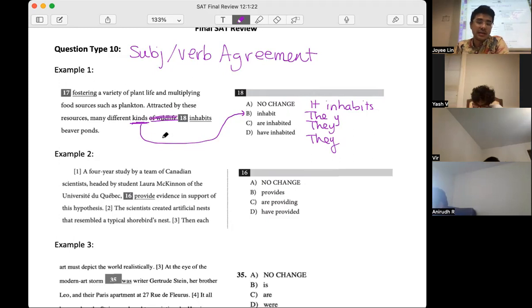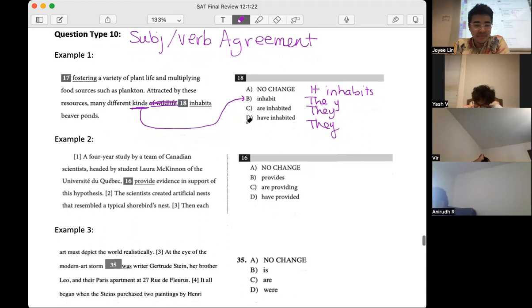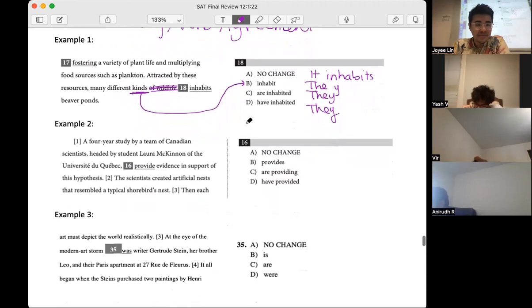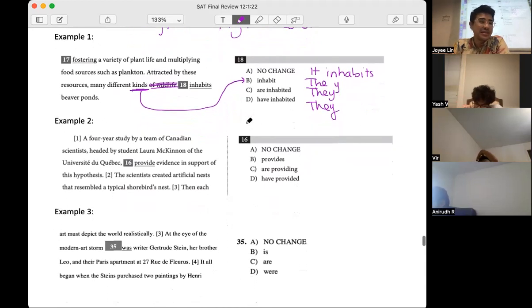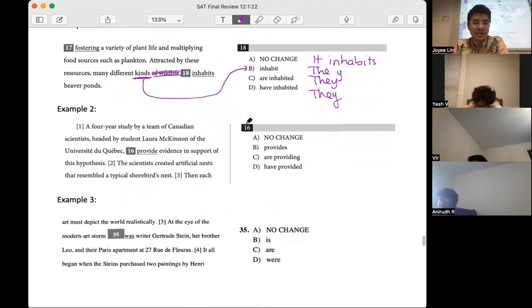It could be D. Yeah, but I guess I didn't put enough, but everything else was in simple present tense, and there was no have or has earlier. Yeah, it could have been C too, depending on the context, because they all fit for they. Inhabited by beaver ponds doesn't make sense, right? So that's passive voice.